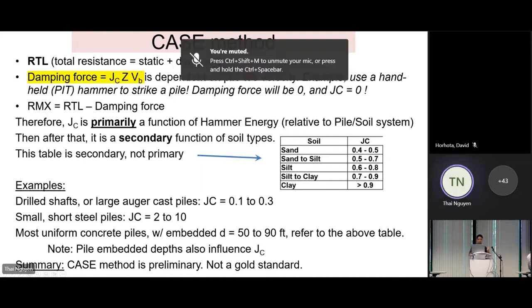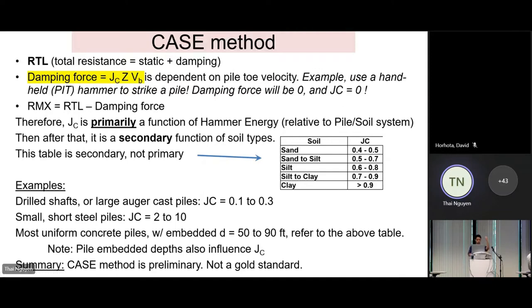If it was a really small hammer, a handheld hammer, you strike on the top of the pile, because the hammer is too small, the pile never moves. In my extreme example here, with a small hammer, all the pile wouldn't move, not necessarily the toe. And because of that, the damping force would be zero, because the toe never moves. So the damping force is zero, and the resistance would be the force put in by the hammer. So in that case, JC would be zero.